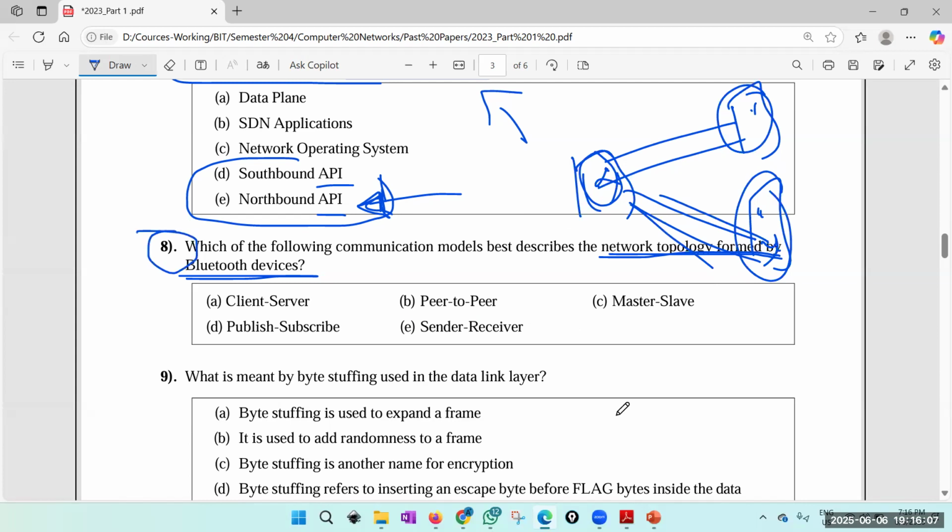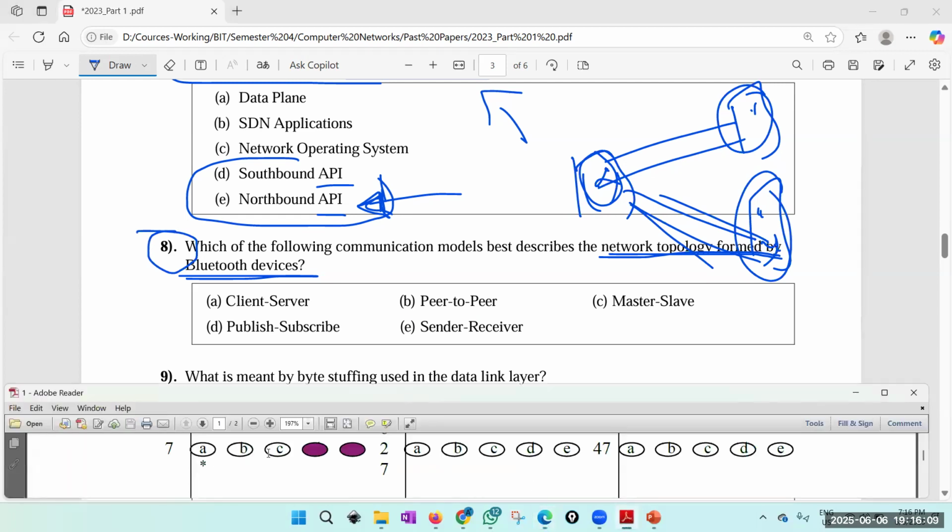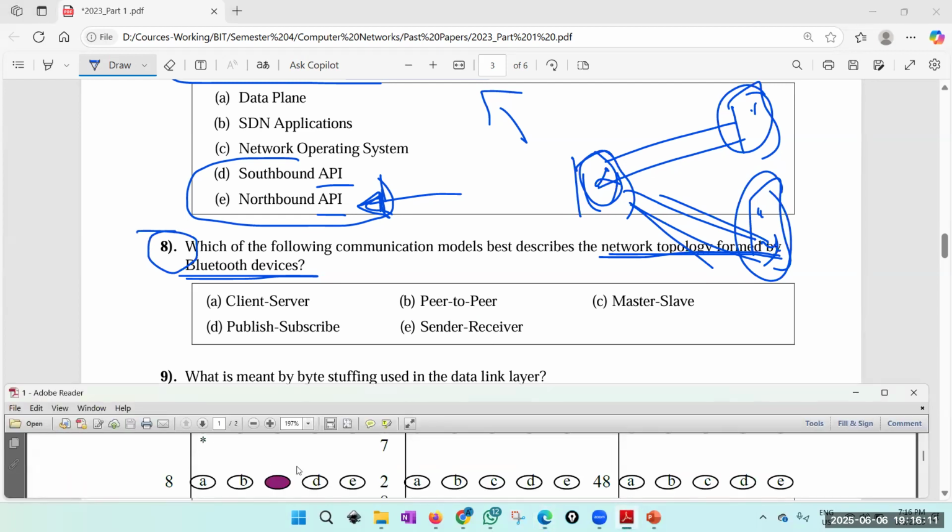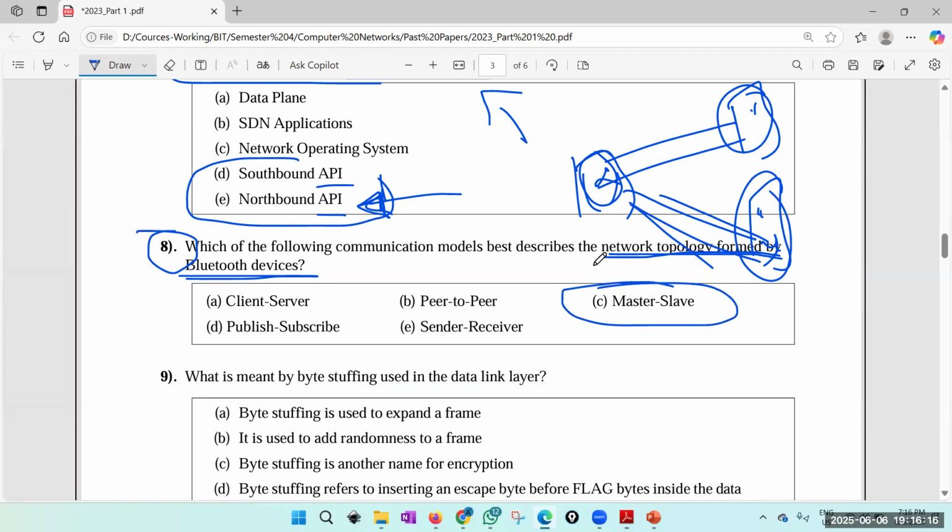What is the examiner's answer? The examiner has taken master and slave. Maybe this is the master, and the others are connected to that one, so we call them slaves. Just make a note of that. I don't think that is mentioned in your notes, but the examiner has taken the answer as master slave. That can be there, otherwise everyone will get 100 out of 100 and A pluses.